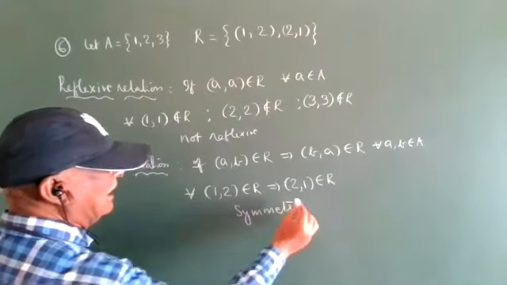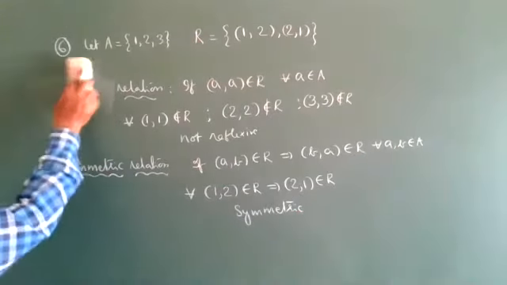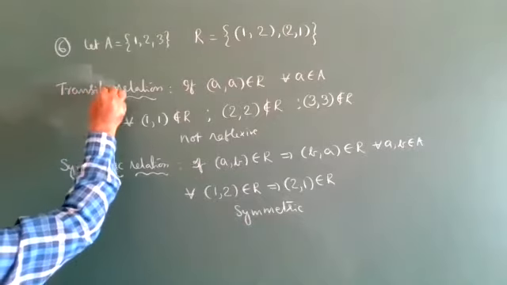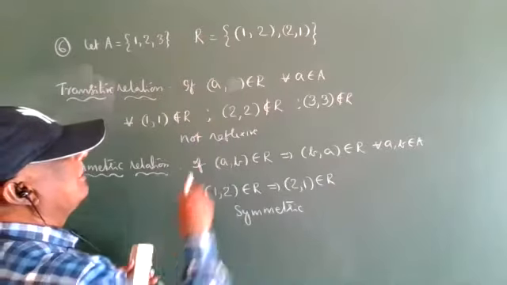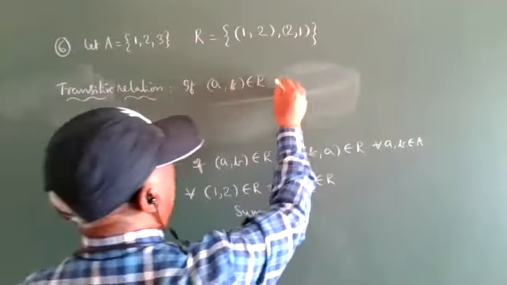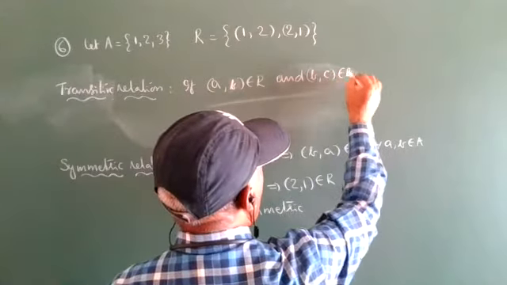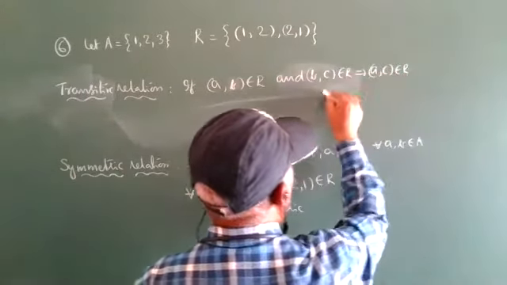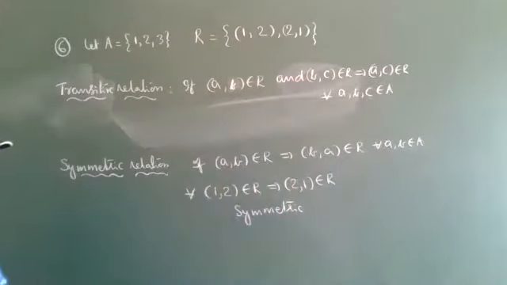Symmetric. Okay? Now write down the transitive relation, everyone. Transitive relation: if (a, b) belongs to R, and next, (b, c) belongs to R, that implies the first and the last, (a, c), belongs to R, for all a, b, c belonging to the set A.